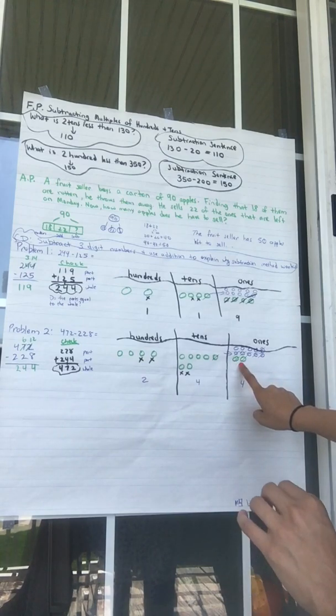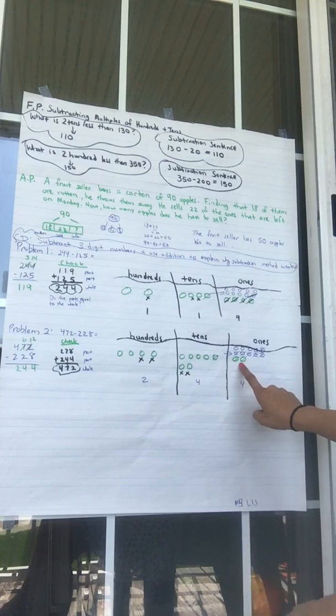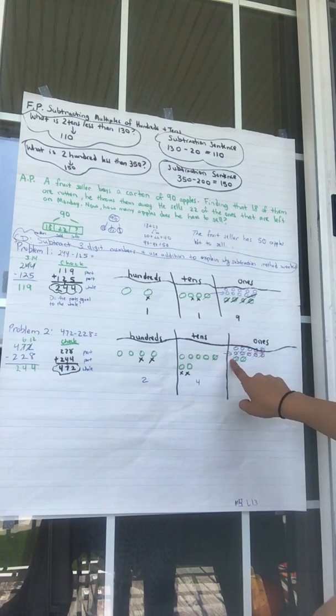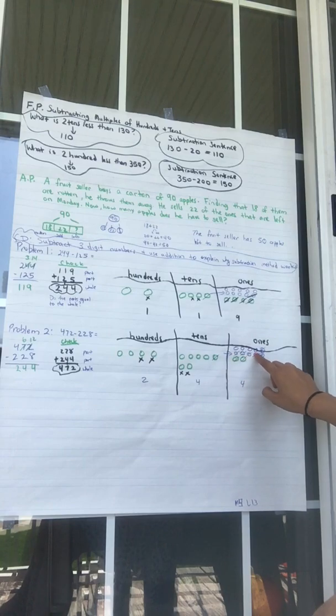I have to unbundle. I have to decompose, right? So I'm going to take the 1 ten from the tens column, right? And turn that into 10 ones. So now I have what here? 12 ones. 12 ones, okay? 12 ones minus 8 ones. Let's see. I have 1, 2, 3, 4, 5, 6, 7, 8. So I have 4 ones left over.